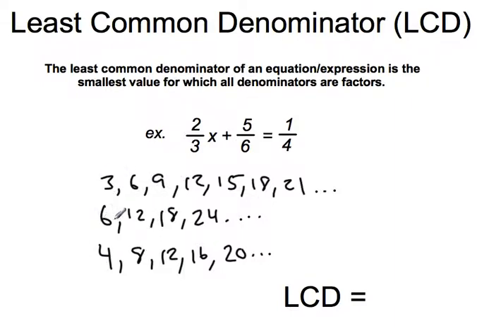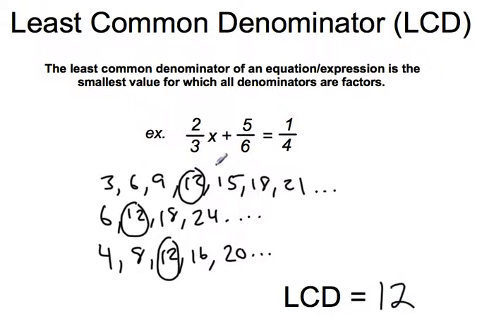So 3, nope, these two don't have a 3 as a multiple. 6 works with 3 and 6, but not 4. 4 doesn't have a multiple that's equal to 6. 9 doesn't work because 9 is only in 3. 12, aha! We have a 12 here, we have a 12 here, and we have a 12 here. So the LCD of this equation is 12. 12 is the smallest number that is divisible by 3, 6, and 4. We have just discovered our LCD is 12.